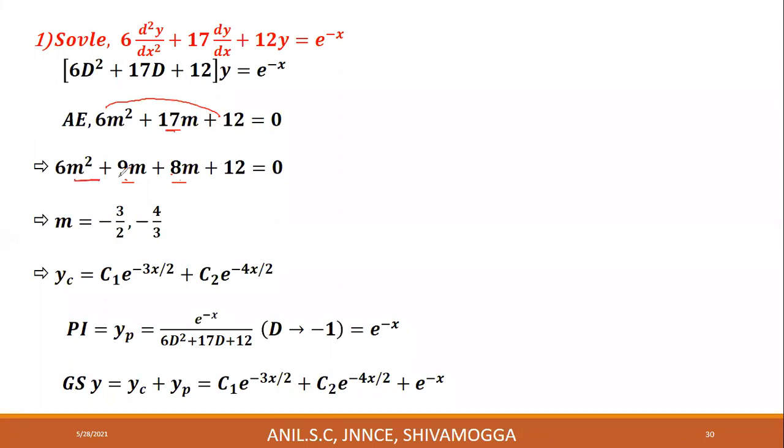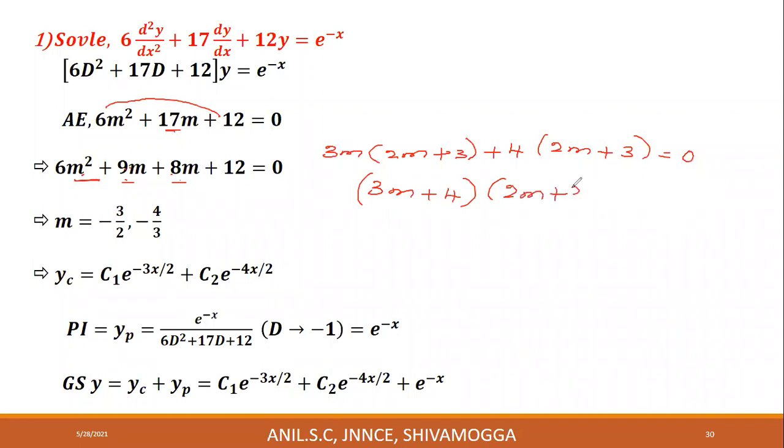Here, take 3m as common factor. As 3m comes outside, what we get within the brackets is 2m plus 3. And here, take 4 as common factor. As 4 comes outside, what we get inside is 2m plus 3. This is equal to 0. Therefore, 3m plus 4 into 2m plus 3 is equal to 0.